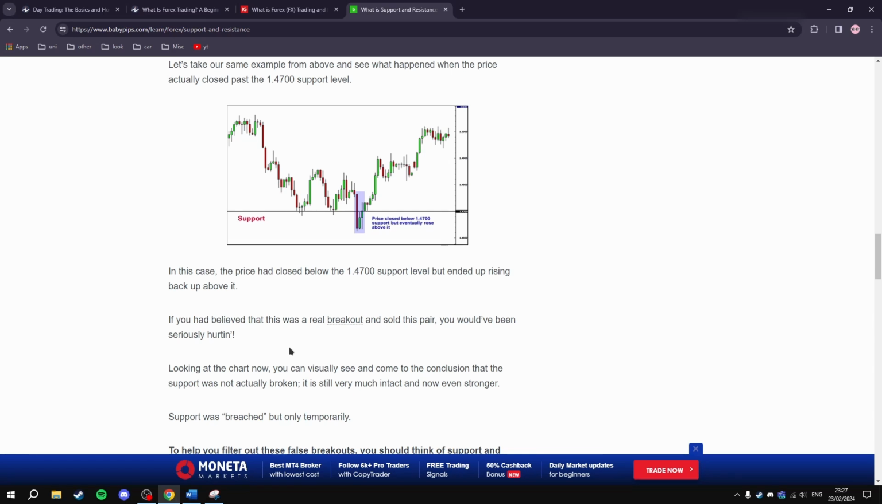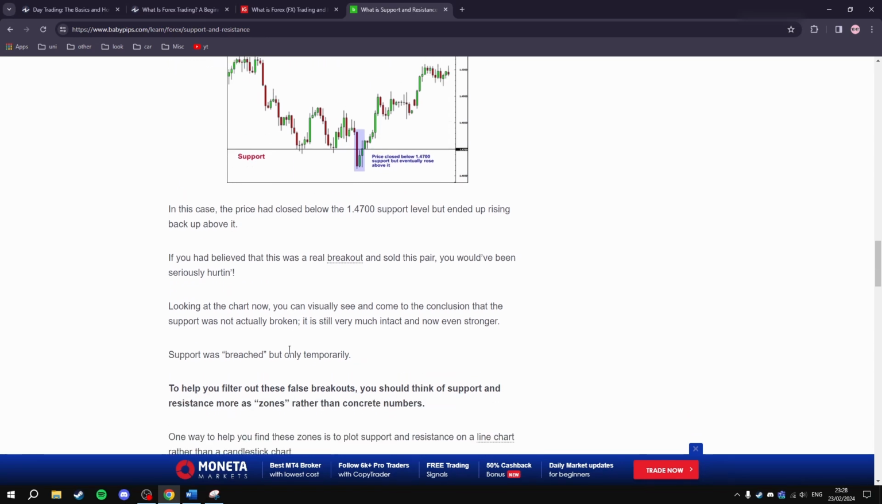Look at the chart now. You can visually see and come to the conclusion that the support was not actually broken. It is still very much intact and now even stronger. Support was breached, but only temporarily.